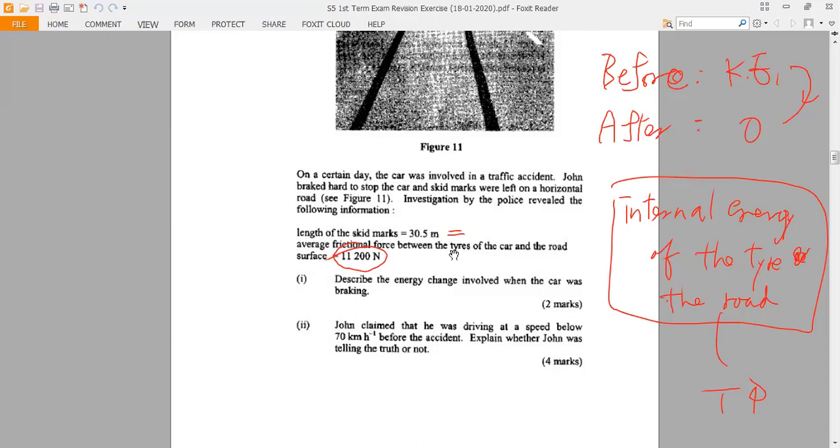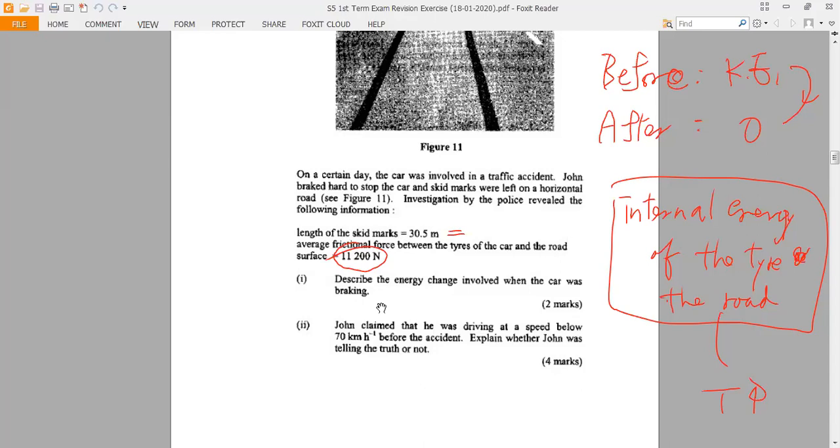And then the last one. John claimed he's driving at a speed lower than 70 km per hour. One is enough, because when we describe the change, you should mention from which energy to what energy. That means you're answering two things already. You need to mention the original KE and also that it is converted into something else. But I myself prefer you to use internal energy, because it has more energy. Sound could be one possible answer, but to be honest, internal energy should be much higher than the sound.